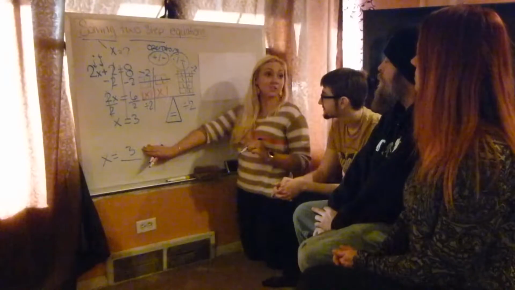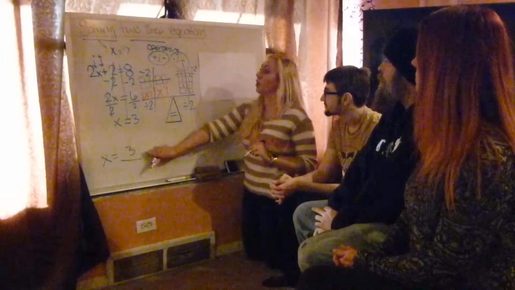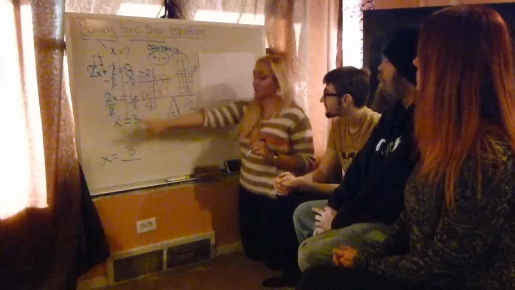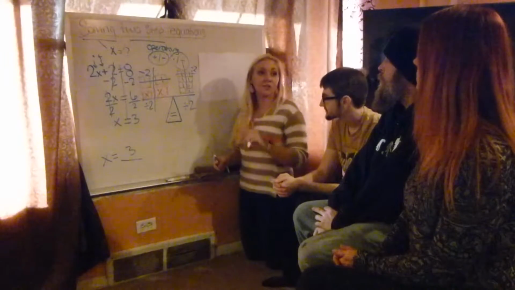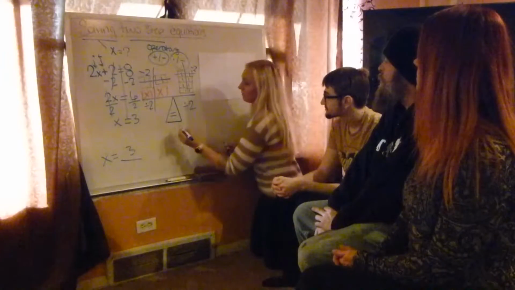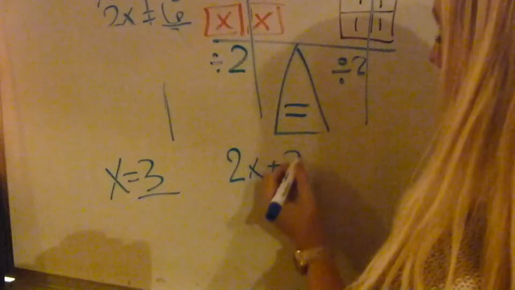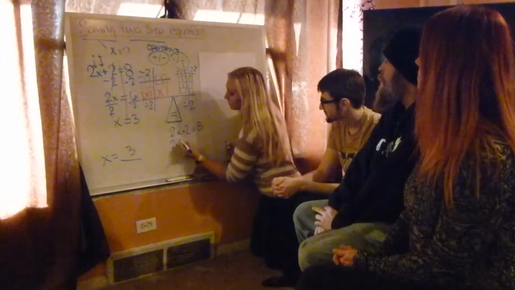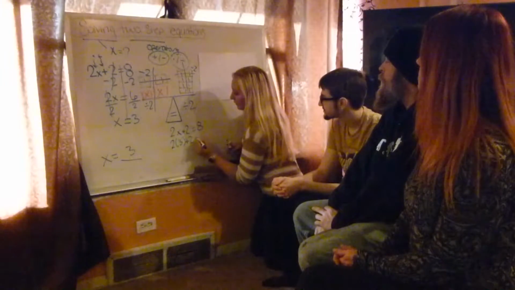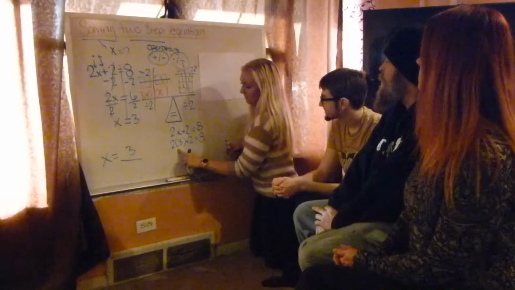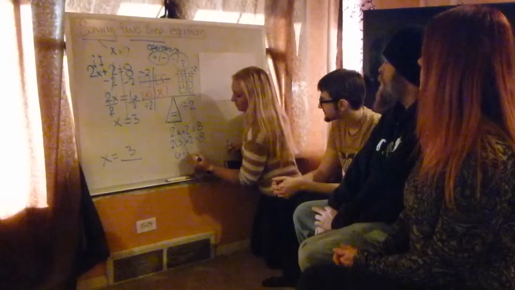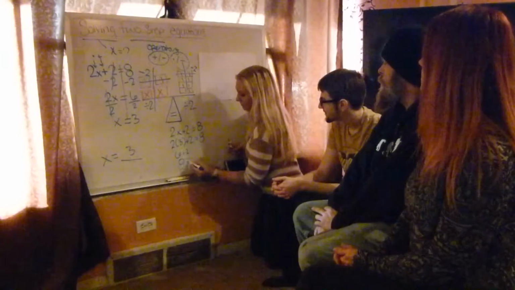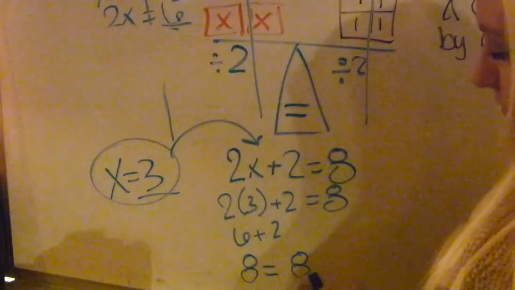And now you'd think that you're done, but really what you should do is you should go back and check your work by plugging your x in for your x here, so that you can make sure you got it right. Okay? So we've got 2x plus 2 equals 8. Let's plug in for our x. So 2 times 3 plus 2 equals 8. What's 2 times 3? 6. And what's 6 plus 2? 8. 8. So we've got 8 equals 8. That's how we know that we're right.